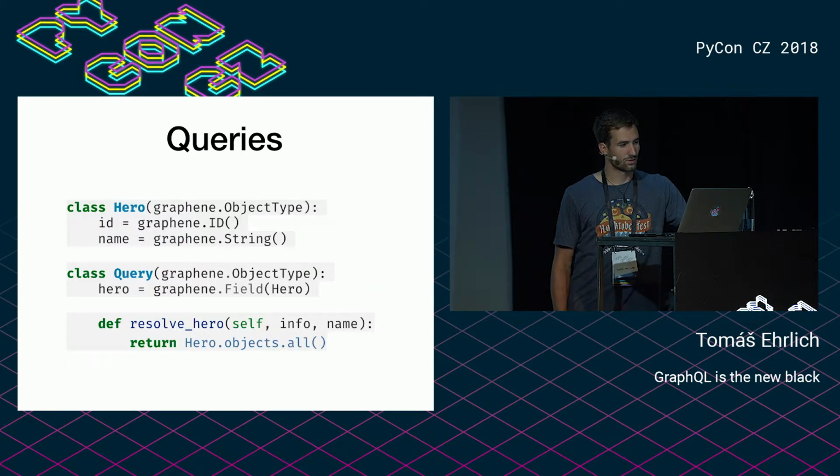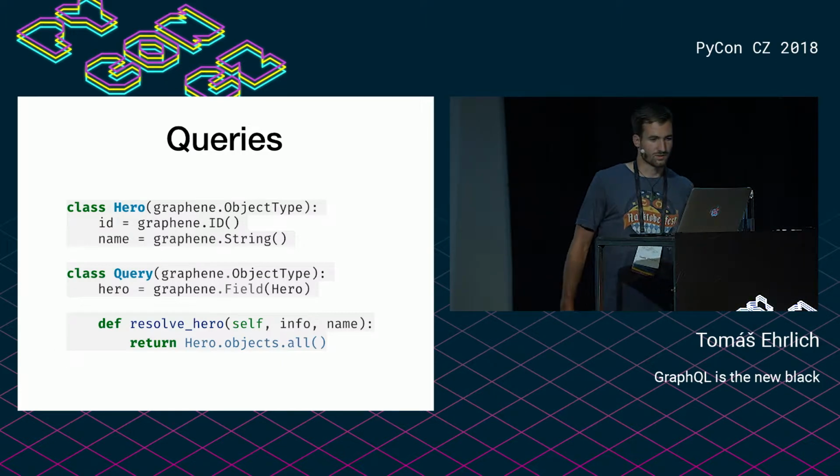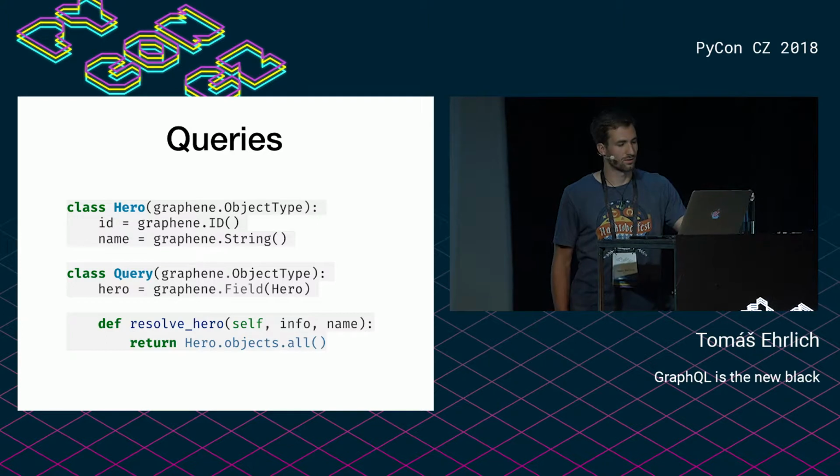In Python, using a library called Graphene, we could implement it this way. If you ever work, for example, with Django REST framework, you will find it very familiar. The class Hero, which is the type, is pretty much the same as serializers in REST framework. And the query is pretty much like a view. So it's about the same to implement GraphQL on a server.